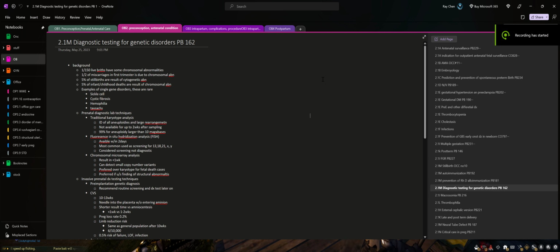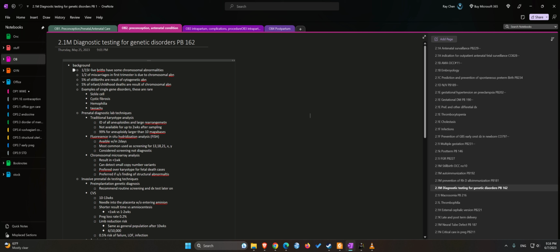Alright, let's talk about diagnostic testing for genetic disorders. Some background. 1 out of 150 live births have some kind of chromosomal abnormality. Half of the miscarriages in the first trimester are due to chromosomal abnormality. 5% of stillbirths are a result of cytogenetic abnormality. 5% of infant or childhood deaths are a result of chromosomal abnormality.